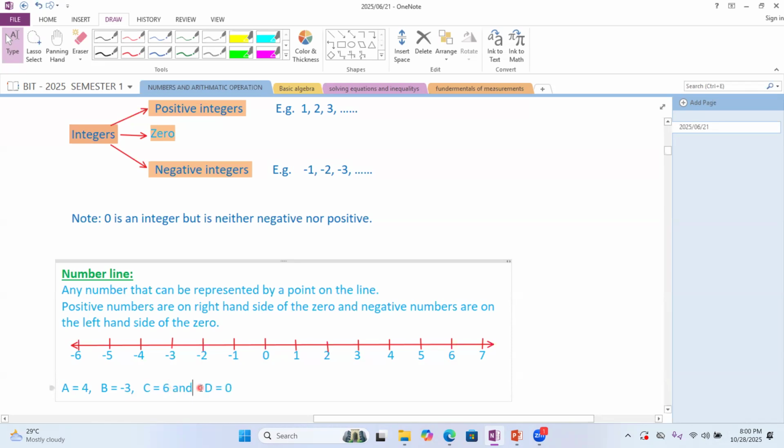There are 4 numbers we have to represent on the number line. How can we represent? First, 4. 4 is the positive number. So first we take a 0, then in the right side, 4 units. 1, 2, 3, 4. So how can we represent 4 on the number line?